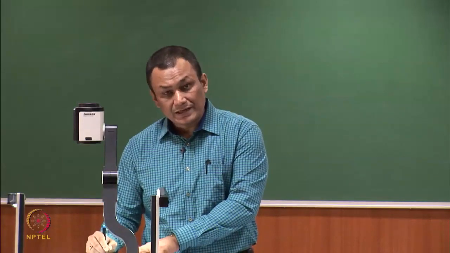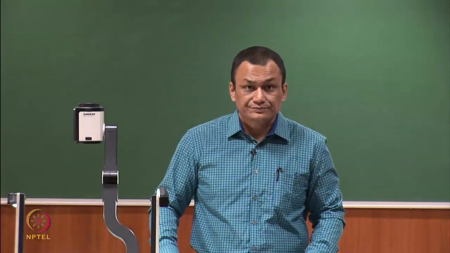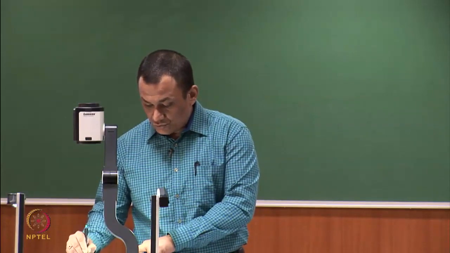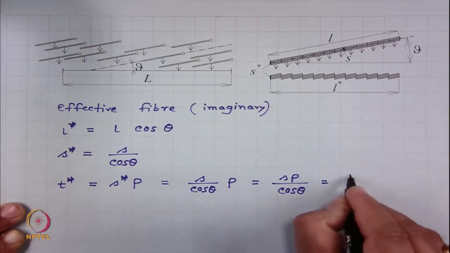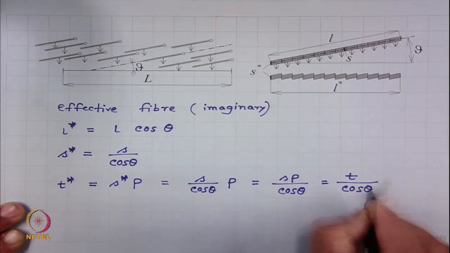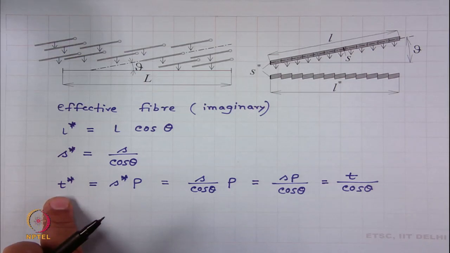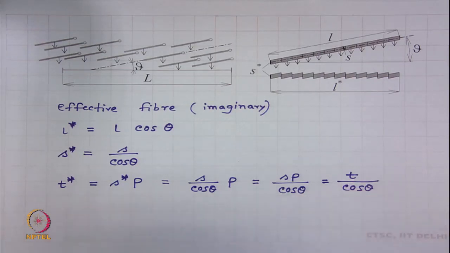Then, what is the fineness of this effective fiber T star? We know from again module 1, this is the expression for fineness. S by cos theta into rho, so S into rho by cos theta. What is S into rho? S into rho is T. T is the fineness of oblique fiber at cos theta, right. So, fineness of the effective fiber or imaginative fiber is equal to the fineness of oblique fiber divided by cos of the angle of inclination.